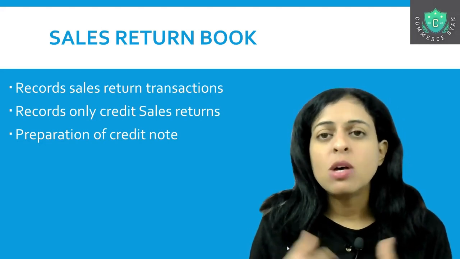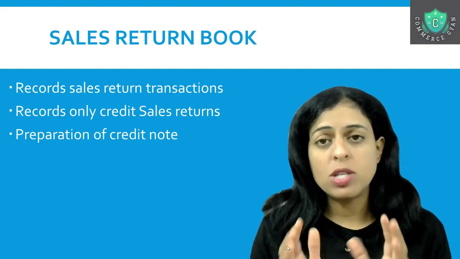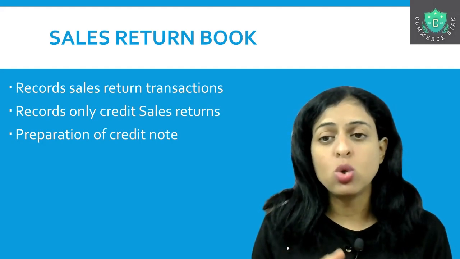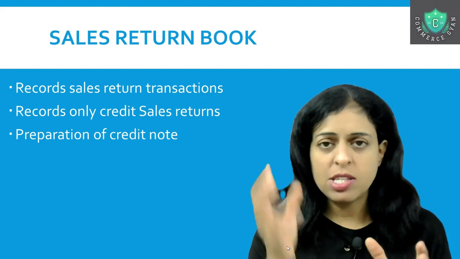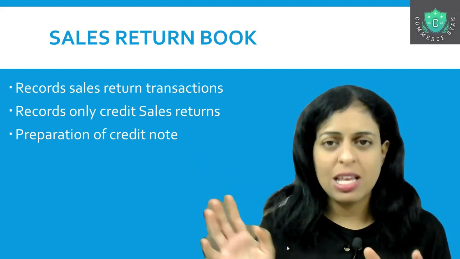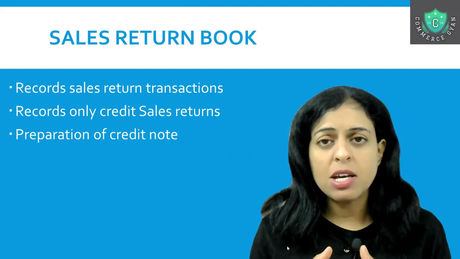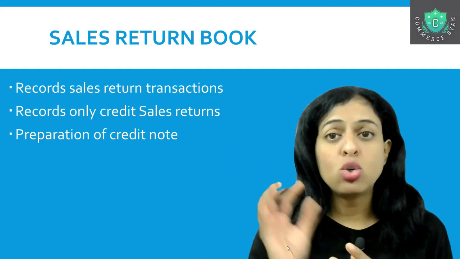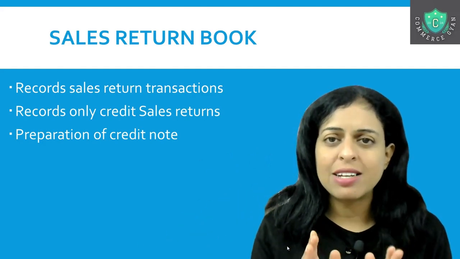So in this case, what happens to the customer's account? Is the customer's account going to be debited or credited? When you sell the goods, the customer's account is debited, right? We say ABC debit to sales. Now when ABC is returning the goods, what happens to ABC account? You will say sales return account is debit to ABC account. So ABC's account is going to be credited.